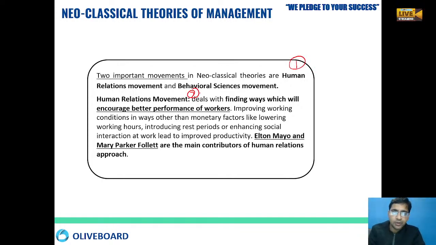Okay, so whenever we talk about the human relationship movement, we are finding how we can encourage better performance, how we can encourage the worker to go for better performance. For the human relationship model, two persons were there. First is Elton Mayo and second one is Mary Parker Follett. They both made a great contribution to the human relationship approach.